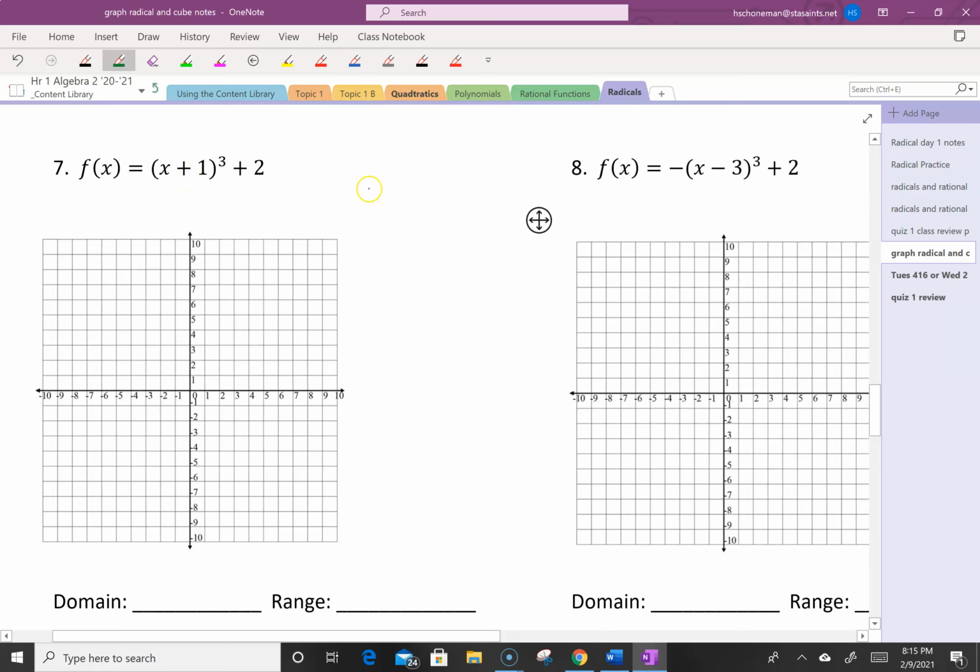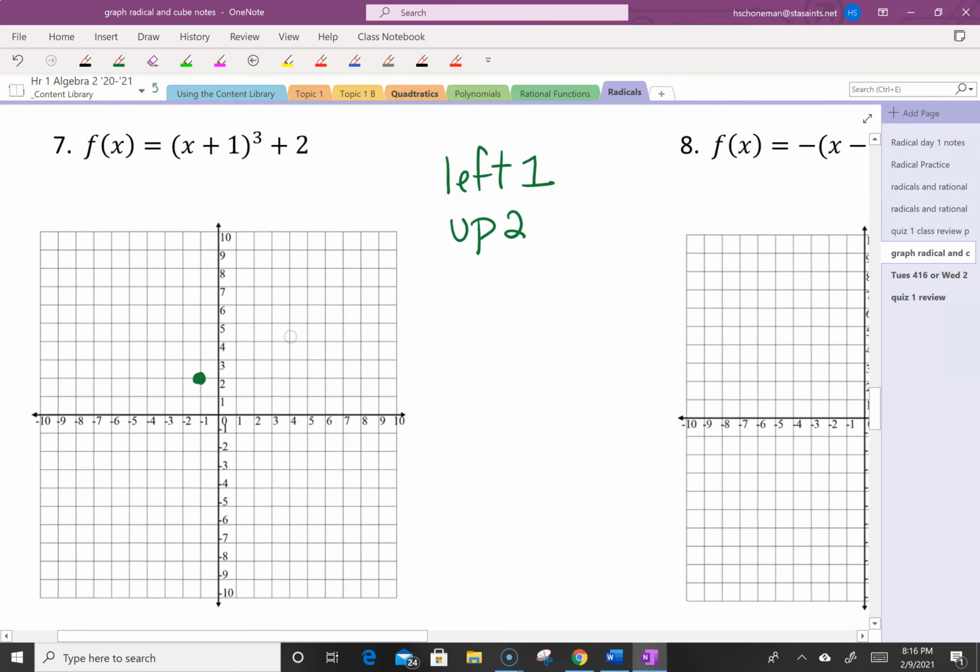Number 7, the positive 1 tells me that I'm going to go left 1, and the plus 2 says up 2. So at my point, I'm left 1 and up 2, and now I'm going to use my pattern for the cube. The pattern from the cube says that I'm going to go over 1 and up and down 1 from the starting point, and from the starting point over 2 and up and down 8. And there is my graph.